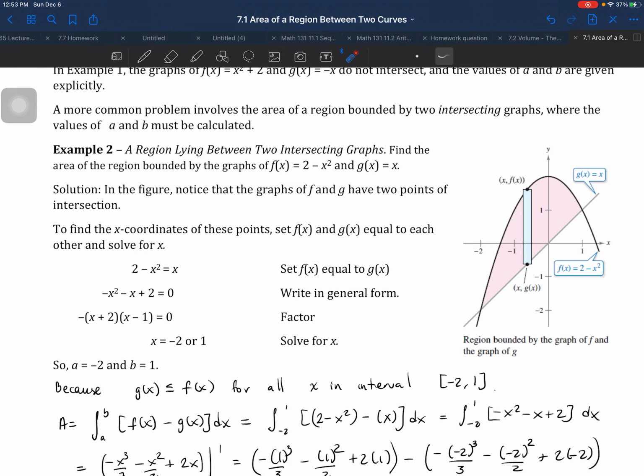So a region lying between two intersecting graphs. Find the area of the region bounded by the two functions. Now, you should be able to do this in your head, right? You should already think about that this is a parabola, right? We spend so much time in college algebra learning about these functions, and this is the benefit of it, right? We now have a better understanding of how these functions look without actually even graphing them.